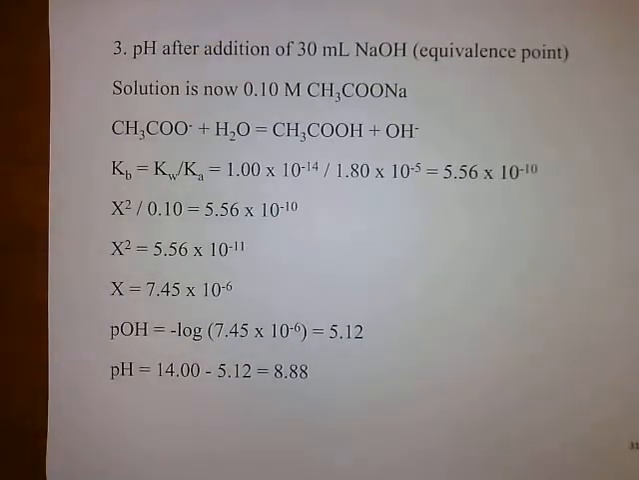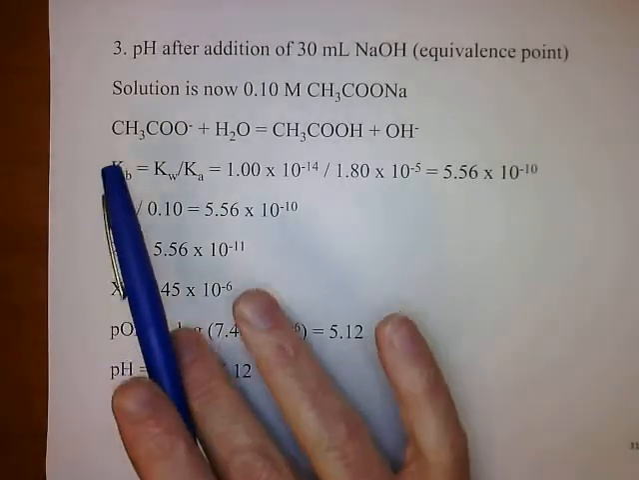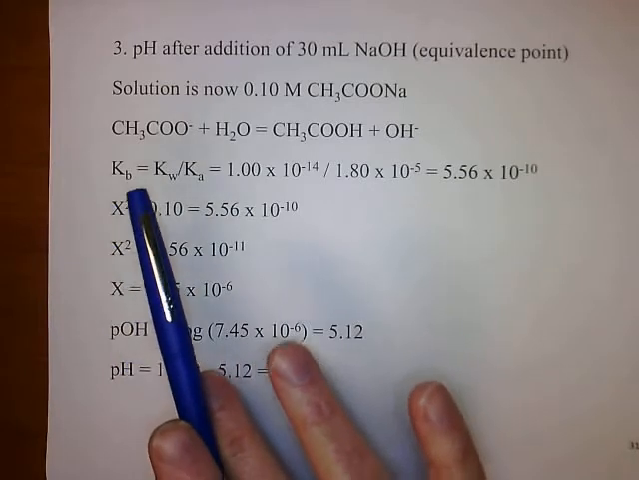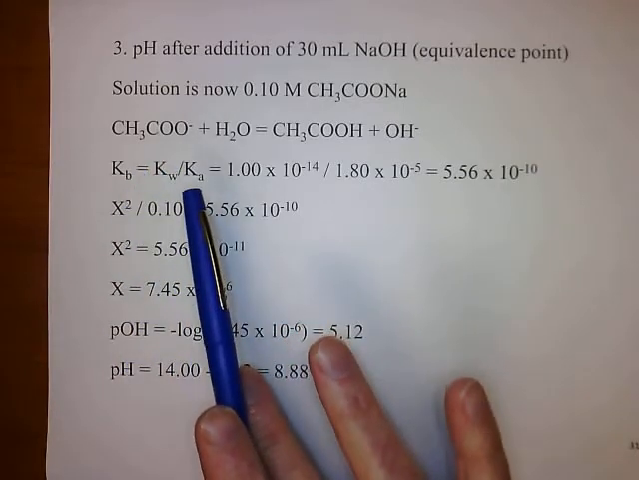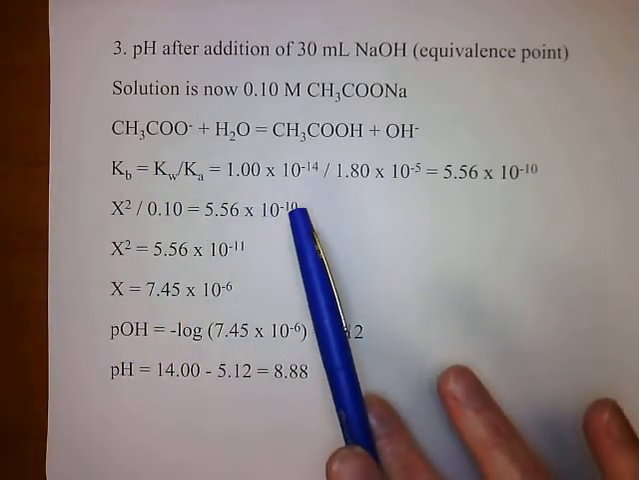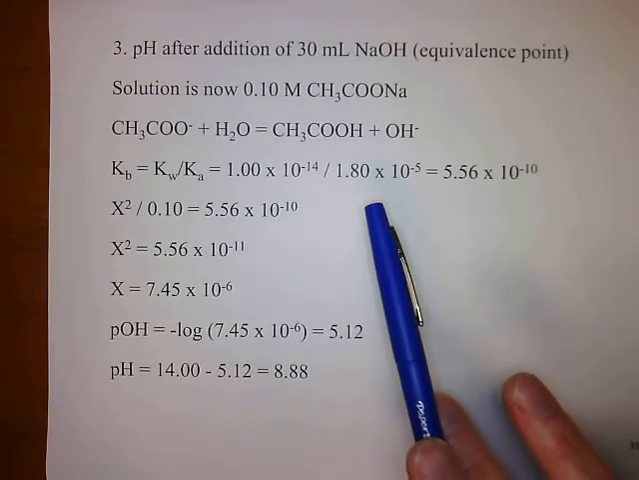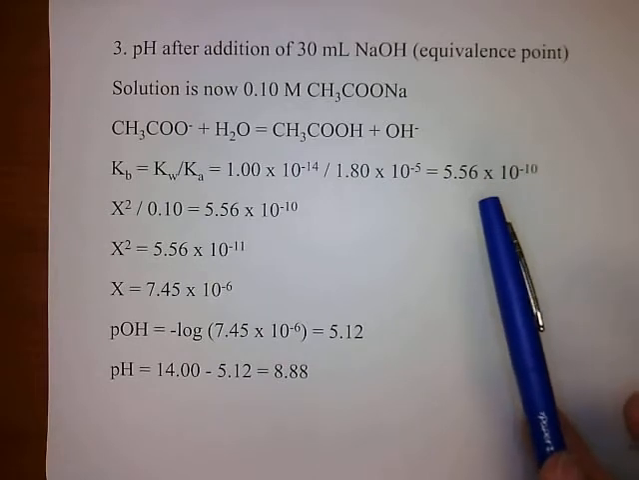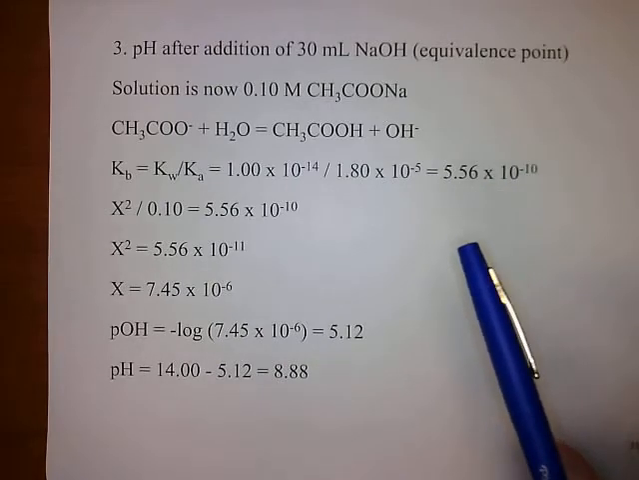So we first calculate the Kb. Ka times Kb is Kw. Rearrange this for Kb. We've done this before. Kb is Kw over Ka, which is 1 times 10 to the minus 14 divided by 1.8 times 10 to the minus 5. It's 5.56 times 10 to the minus 10.